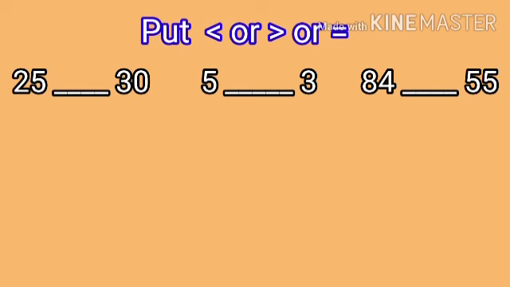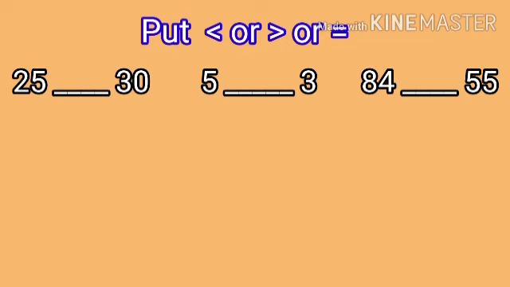Children, here we have some pairs of numbers. Now we have to compare these pairs and put a suitable symbol, which is less than, greater than, or equal to, in the given blank. Let us see the first pair of numbers. Here we have 25 and 30.